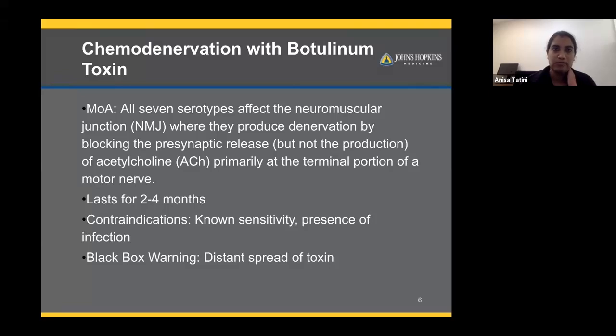And the biggest risk would be if the toxin were to spread to the muscles for respiration, because that would obviously lead to respiratory depression and many other problems. But this is extremely rare.